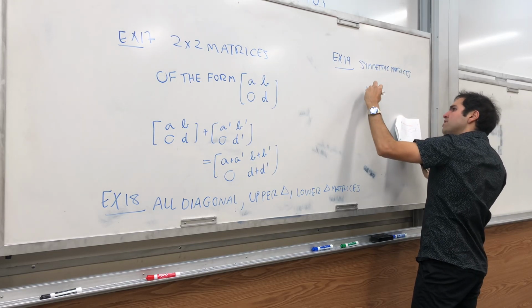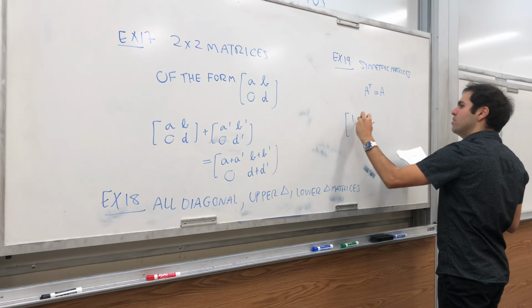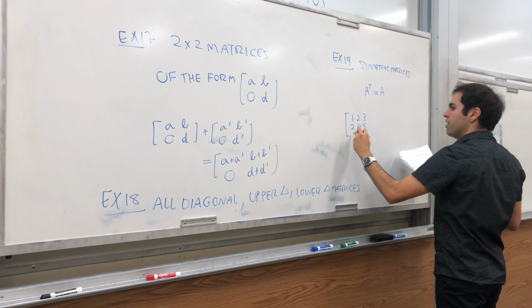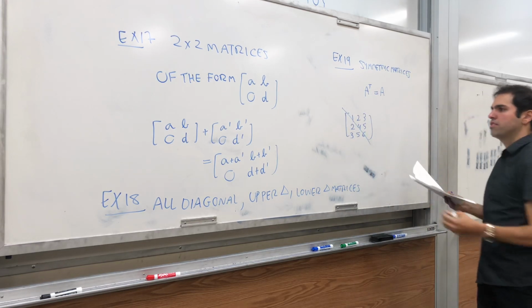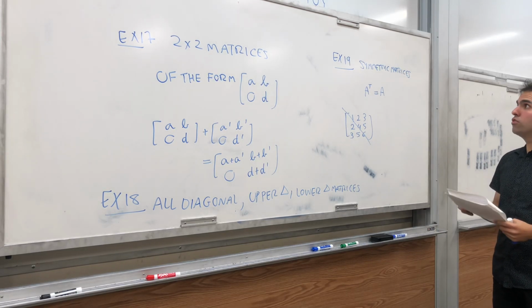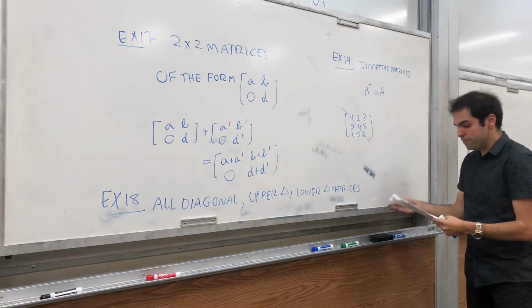Matrices where A transpose equals A. So, for example, 1, 2, 3, 2, 4, 5, and then 3, 5, 6. It's a matrix that's symmetric along the main diagonal. The set of those matrices also forms a subspace, hence a vector space.